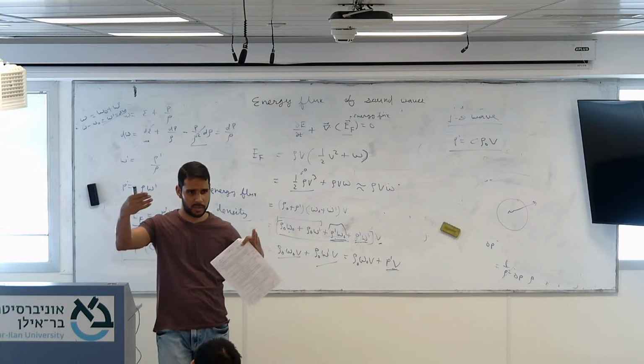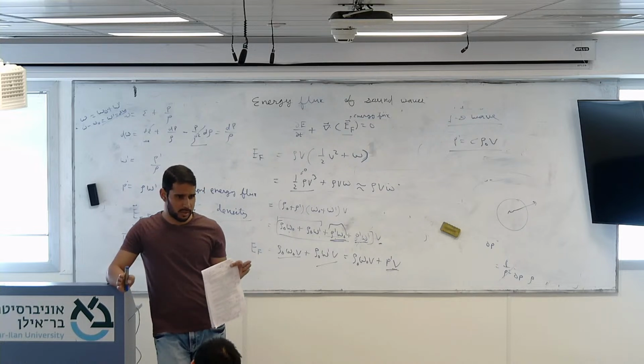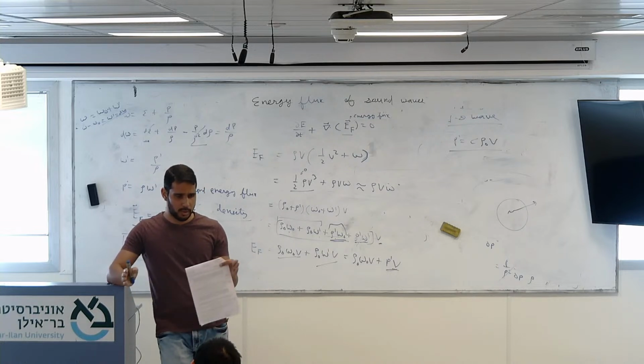Double derivative of time, double derivative of space. It will not turn out to be a wave equation. It will be horribly complicated.